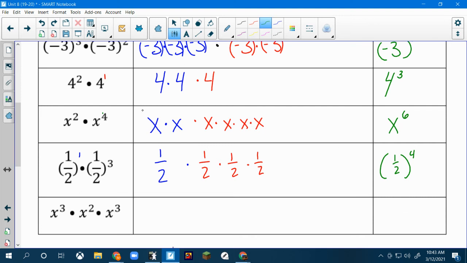Now we have 3 terms, but they're all x's. First one, we have 3 x's. Second one, we have 2 x's. And then on the third one, we have, again, 3 x's. So we can just add them up. 3 plus 2 is 5, plus 3 is 8. 1, 2, 3, 4, 5, 6, 7, 8. So my answer is x to the 8th power.